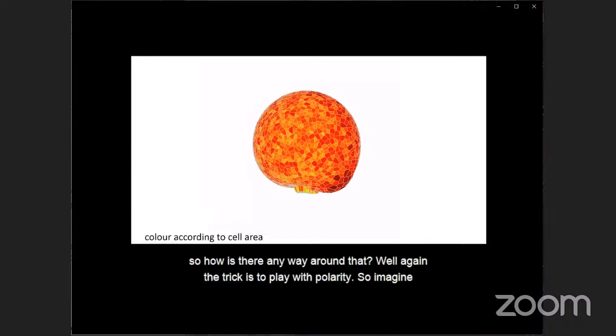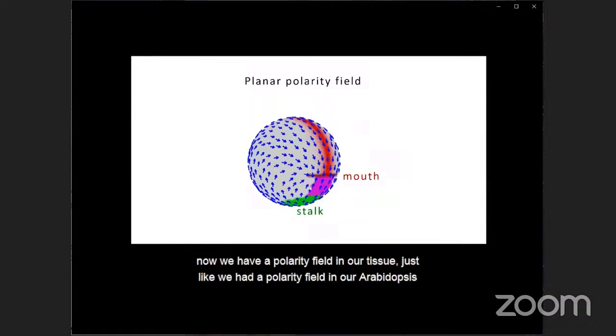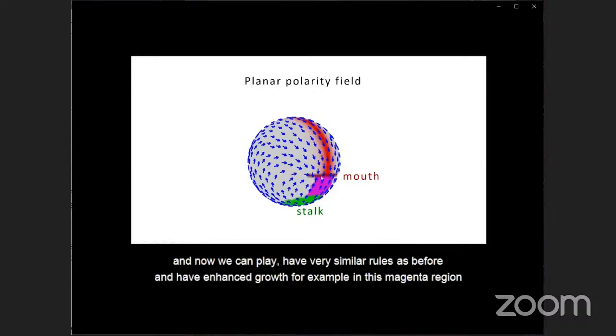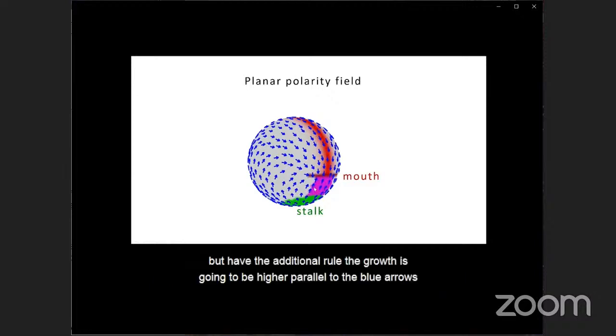Well, again, the trick is to play with polarity. So imagine now we have a polarity field in our tissue, just like we had a polarity field in our Arabidopsis sheet. But now the polarity field is over a sphere, over a curved surface. It's the blue arrows, the planar polarity. And let's suppose it's running from the stalk towards the mouth. And now we can have very similar rules as before, enhancing growth, for example, in this magenta region, but with the additional rule that growth is going to be higher parallel to the blue arrows than perpendicular to the blue arrows. So that's going to orient our growth.